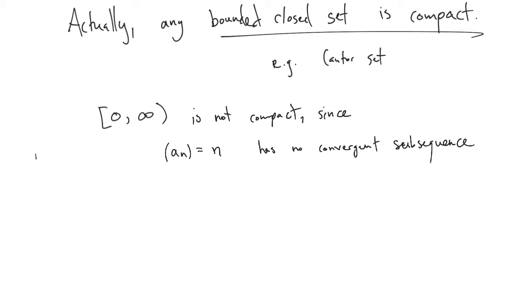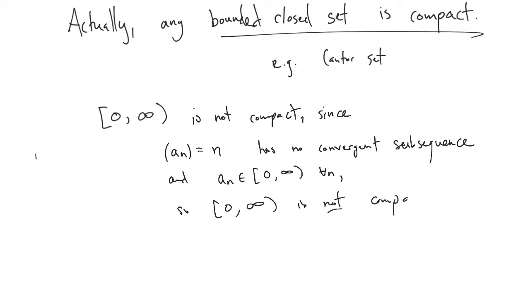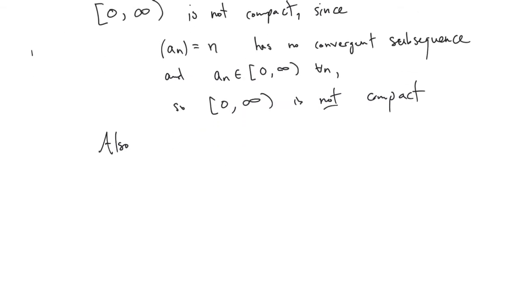And so that means this is not compact. And I should just say, an is in this interval every time, right? So that means the set 0 to infinity is not compact. Great. For exactly the same reason, can I say also, all of R is also not compact.